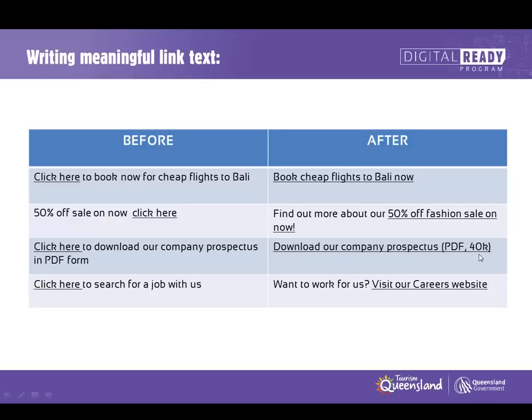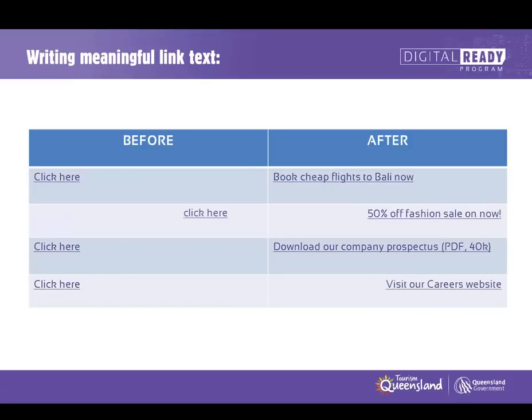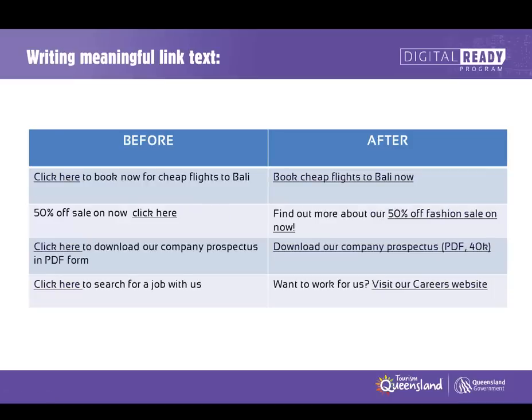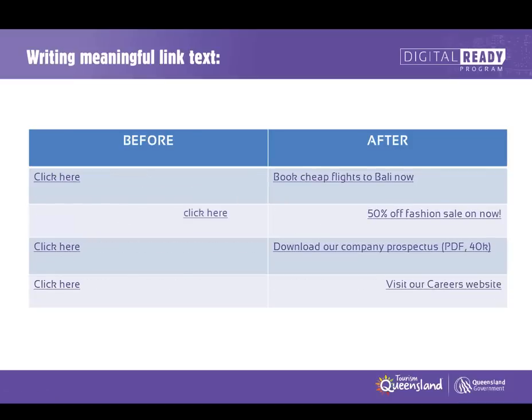Download our company prospectus, PDF 40K, as I said earlier. Want to work for us? And then visit our careers website. So we're telling them that they're going to a different website. So tell them where they're going to go and highlight the important words. Avoid "click here". And if I just show you the next slide where I've taken out the accompanying text, you can see which one is going to be more effective and compelling. "Click here" or actual words in the text, okay?